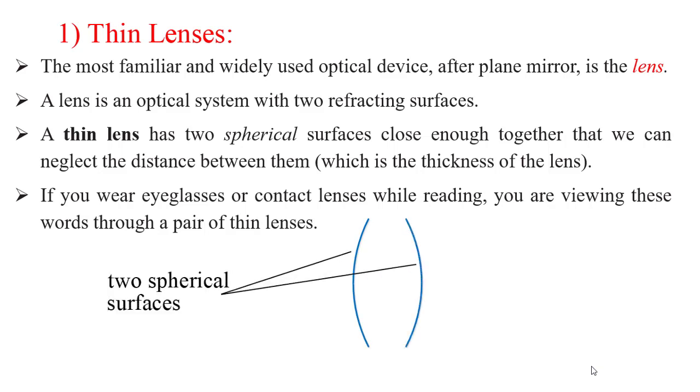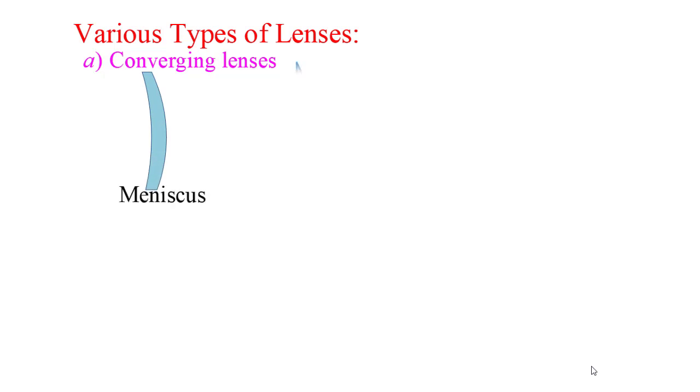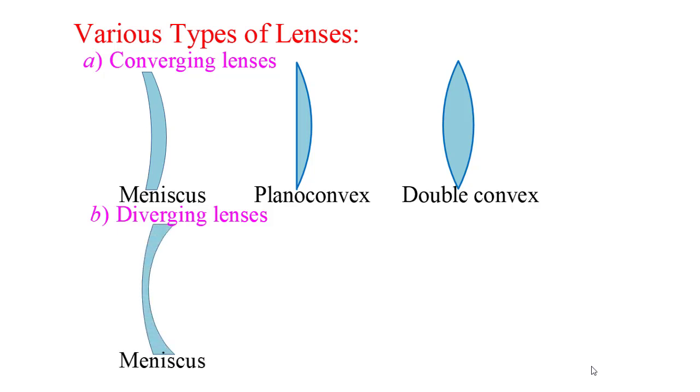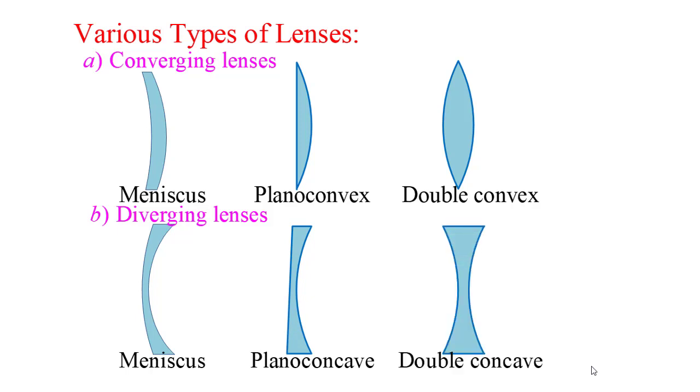These are two spherical surfaces, and this is a lens, of course, which is a thin lens, and the thickness is negligible. This thickness is the distance between the two spherical surfaces. There are various types of lenses. There are converging lenses, such as the meniscus, plano-convex, double convex, and on the other hand there are also diverging lenses. This is a meniscus diverging lens, a plano-concave, and a double concave.